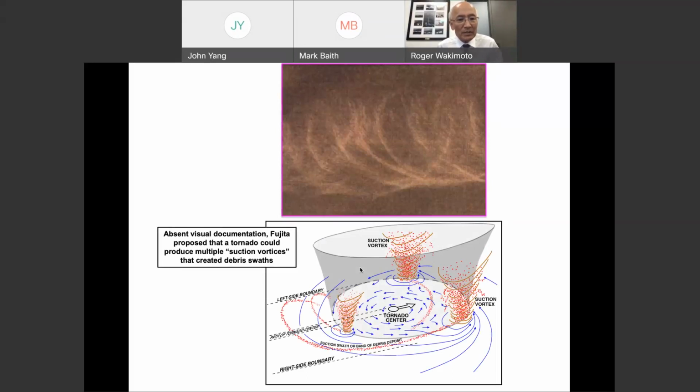He came up with his famous suction vortex model, which proposed that tornadoes broke down into these multiple secondary vortices, all rotating around a common core. So that was the first part of his schematic model. But there was a second part, that these suction vortices were creating these debris marks, these cycloidal suction debris deposit marks.